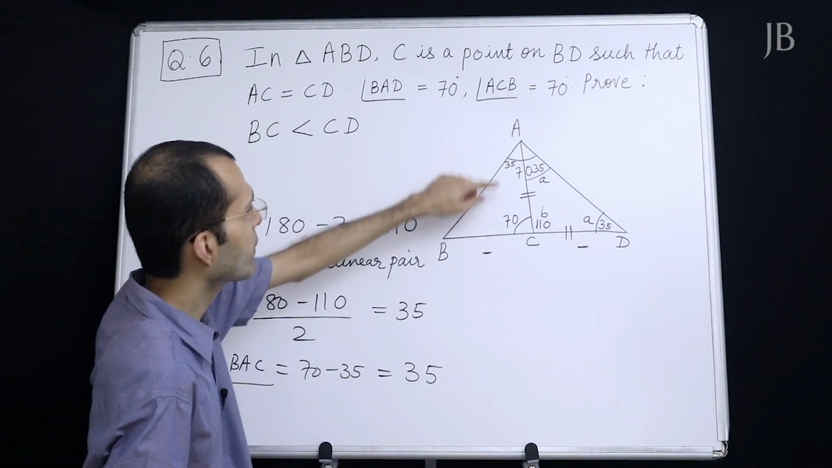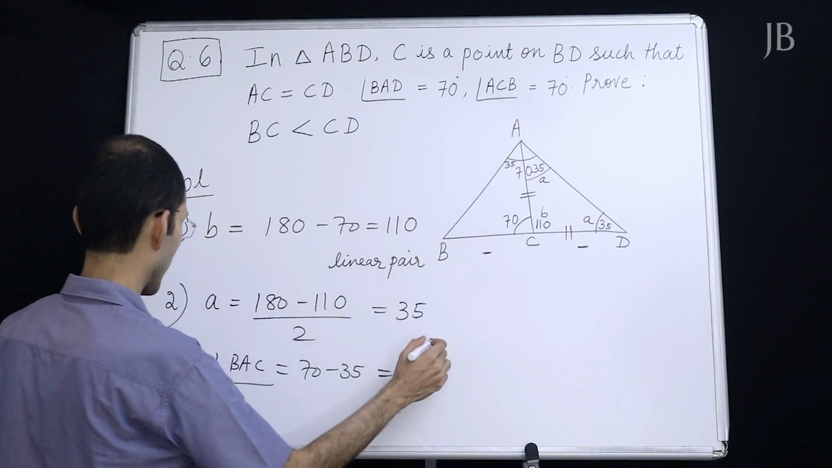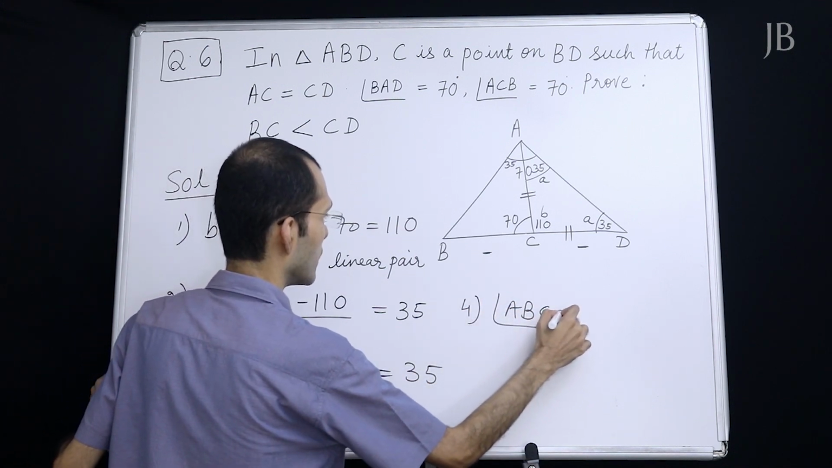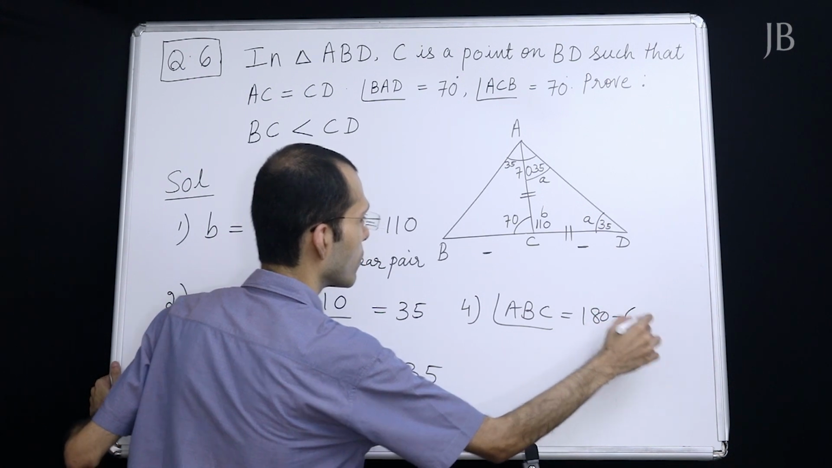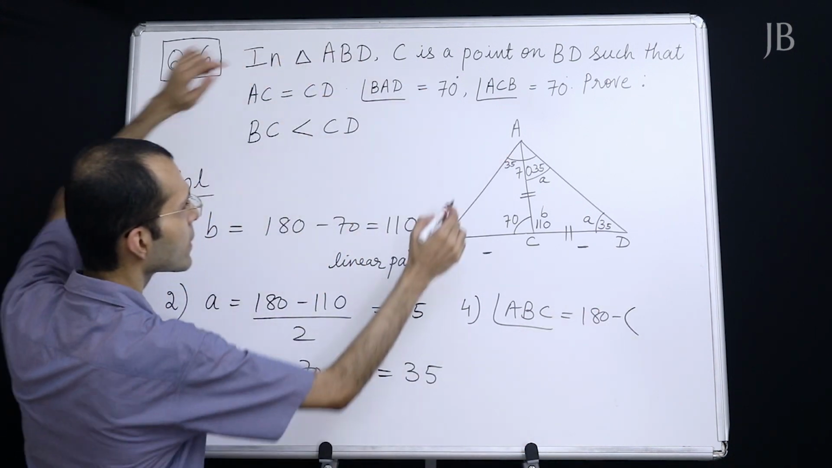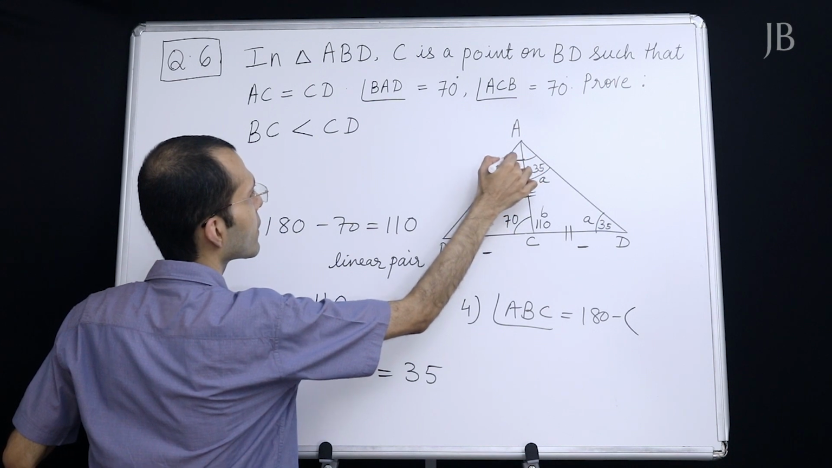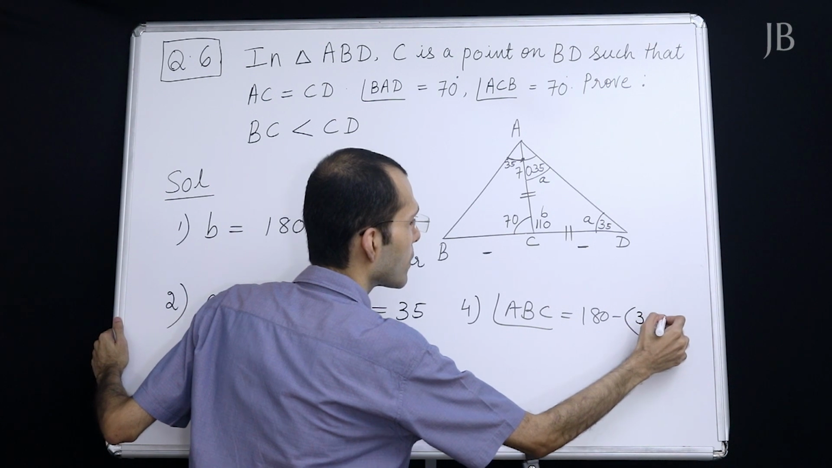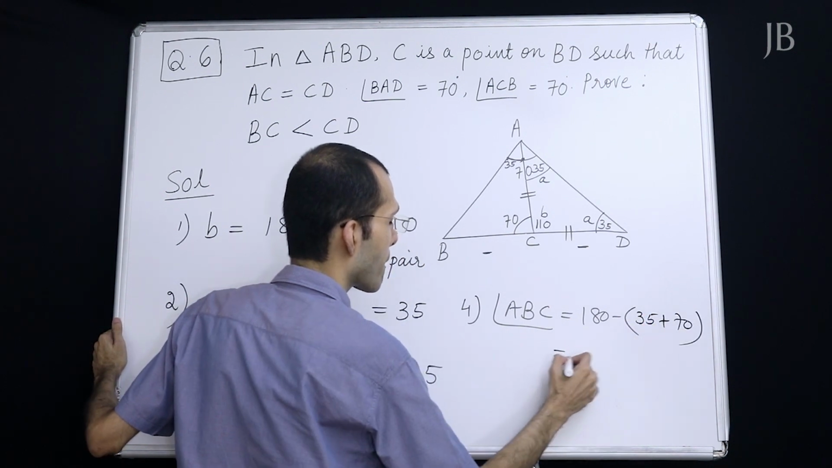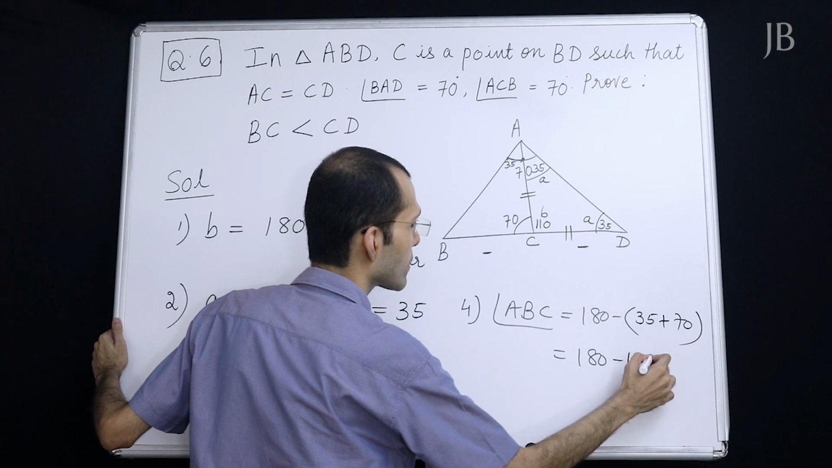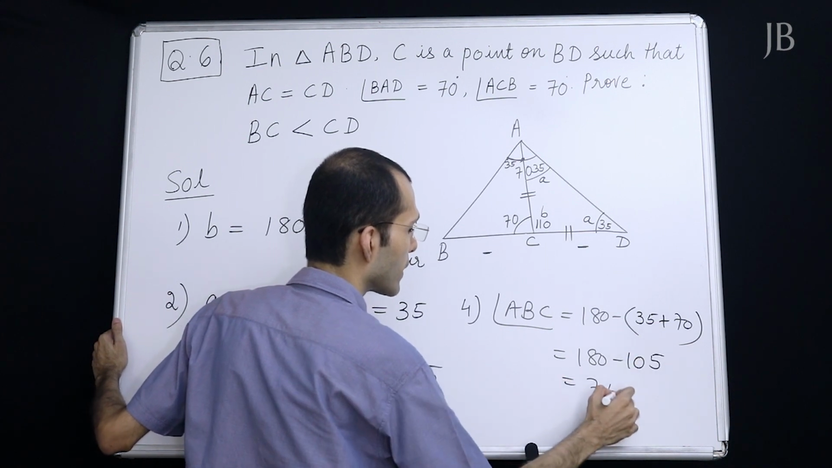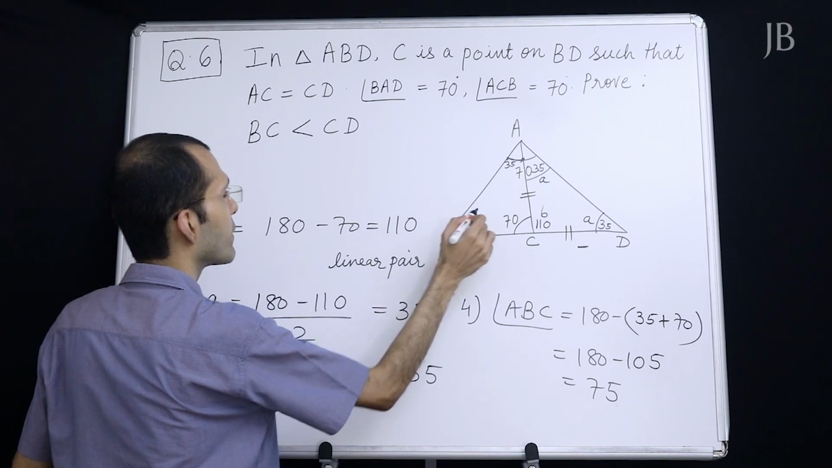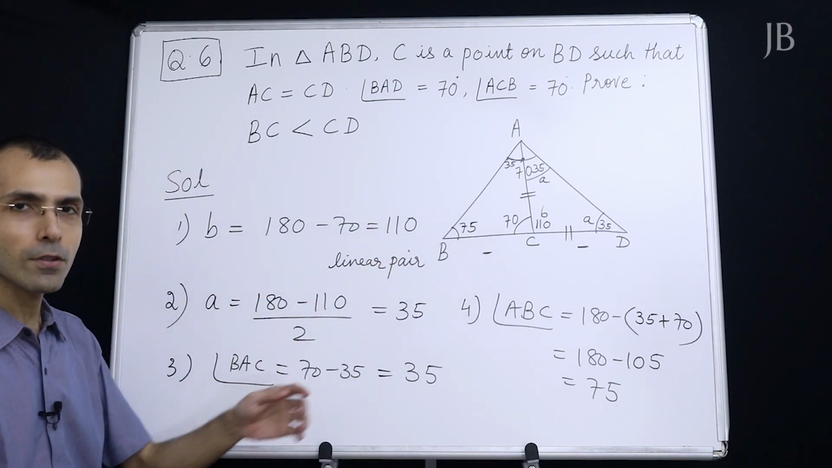Okay. 35 and 70. Now let's work out this angle, angle ABC. Angle ABC will be 180 minus 35. This angle is 35, angle BAC. So 35 plus 70. So this is 180 minus 105, that is 75. So this angle now turns out to be 75. So we have worked out these angles. So now we can compare.